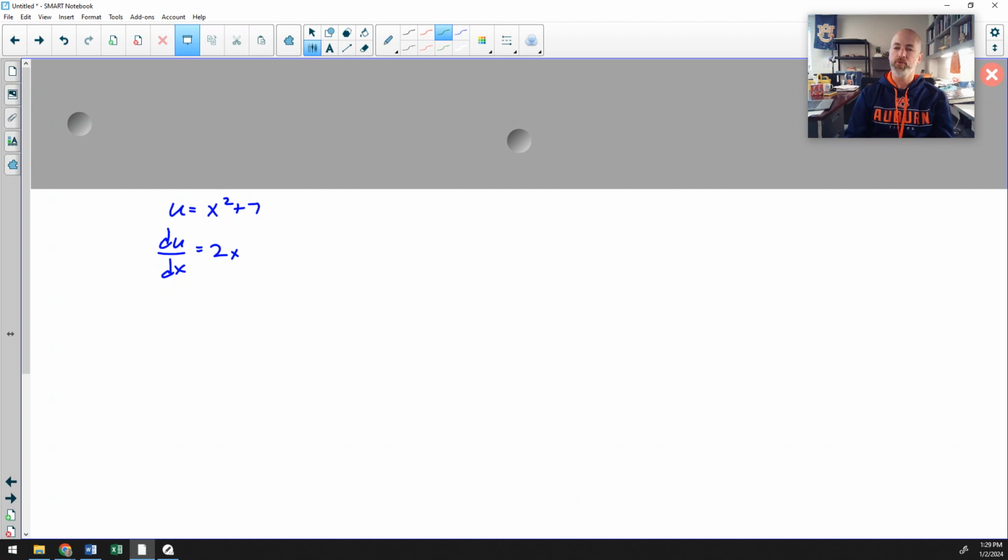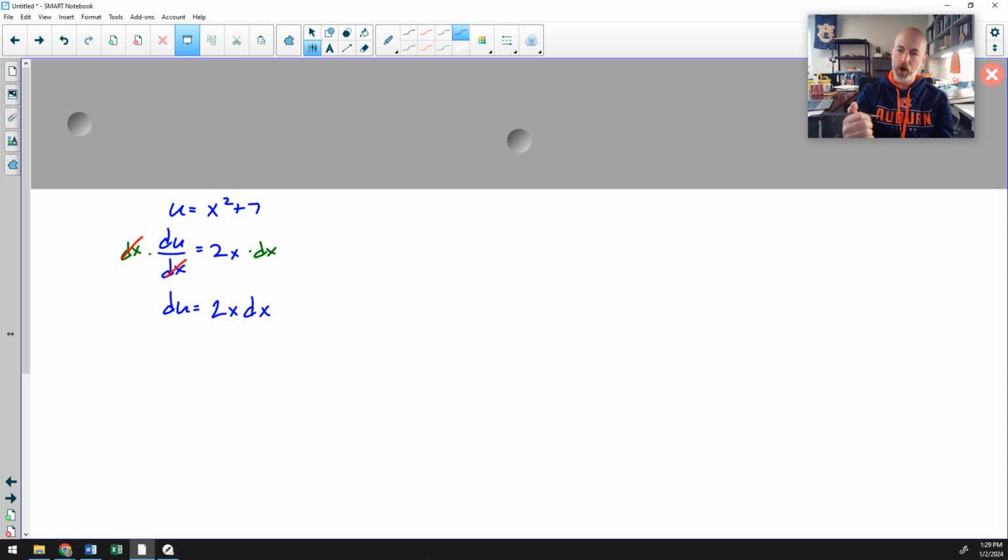And then I'm going to do something really unique here. I can multiply both sides of this by dx. And when I do that, the dx's over here will divide out, leaving you with only the du on the left side. And I'm left with du is equal to 2x dx.